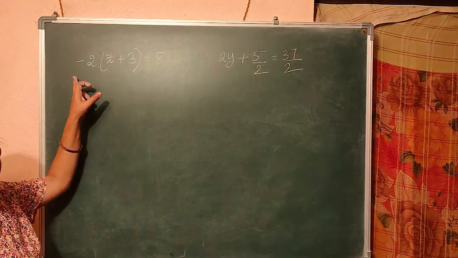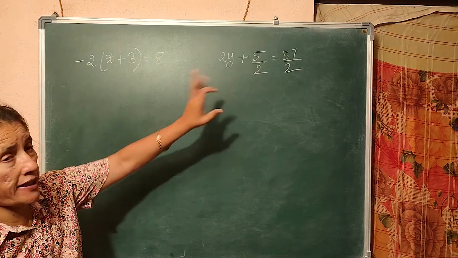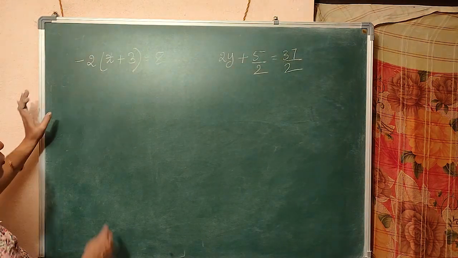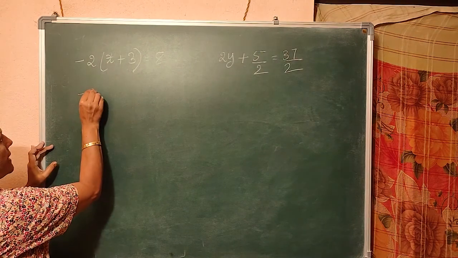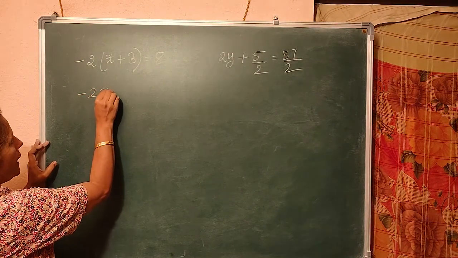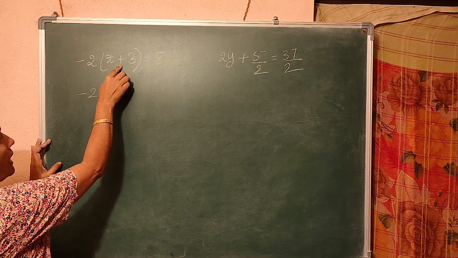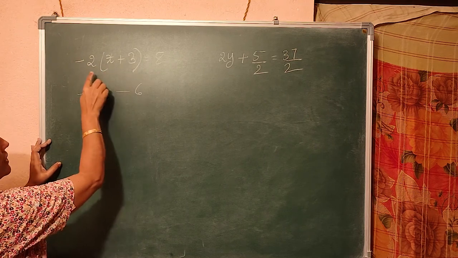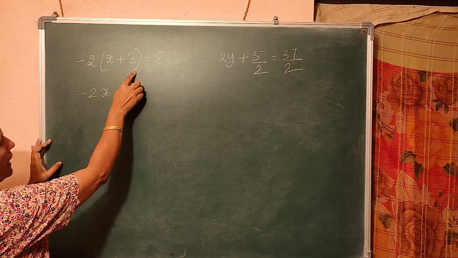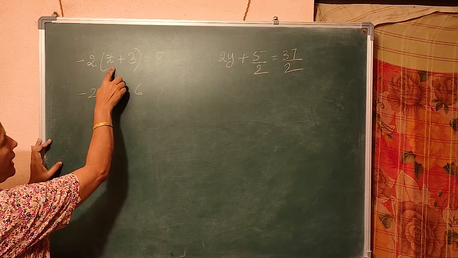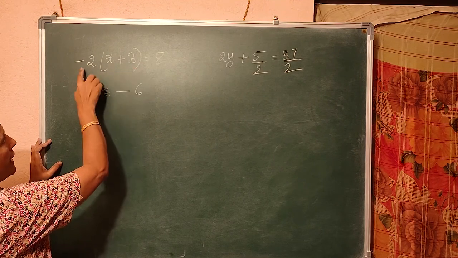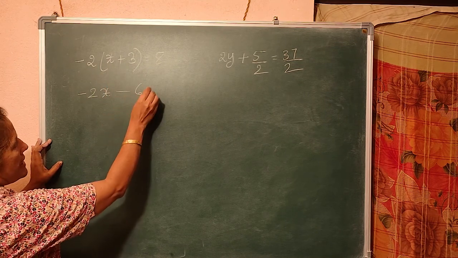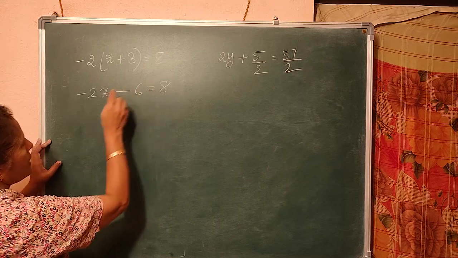Now the third example, that is an exercise sum. Now take out the bracket. What happens? Minus 2 into x is minus 2x, and minus 2 into plus 3 is minus 6. See, whenever you take out the bracket, you must be careful. a into b plus a into c. Here a is minus, and minus into plus is minus. 2 3s are 6, is equal to 8.